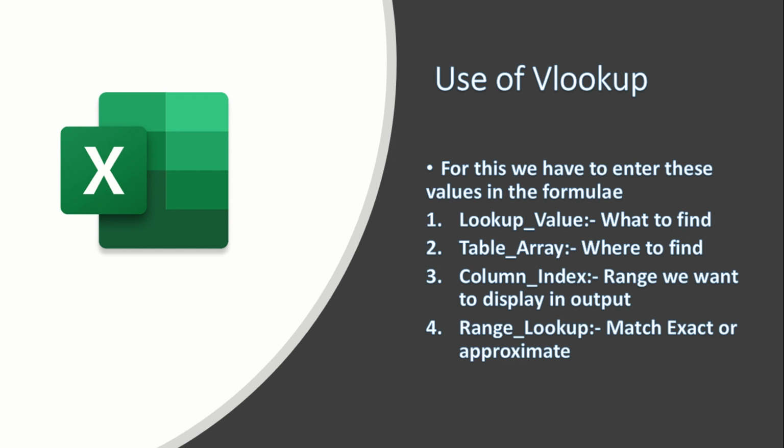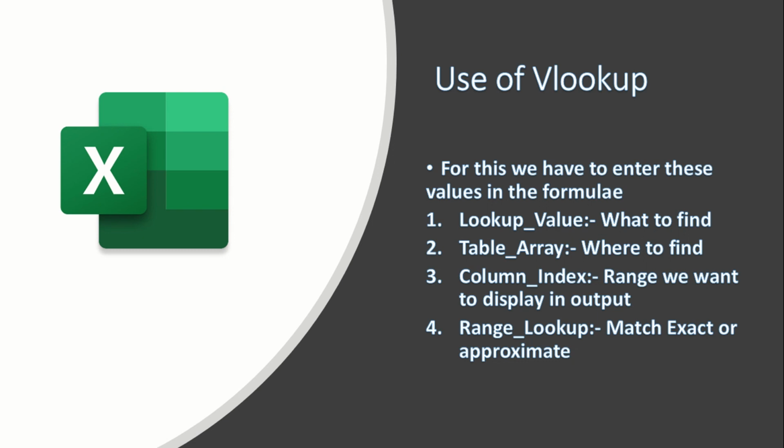In Excel, after telling it what to find, Excel will ask where it should find it. So the second thing is the table array. Third is the column index. In the area that you put in the table array, Excel will ask, when I find this value, what value should I bring to your sheet. In that case we have to select the column in which the value exists that we want to find.